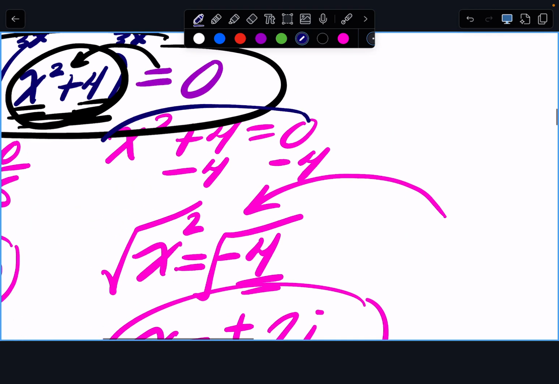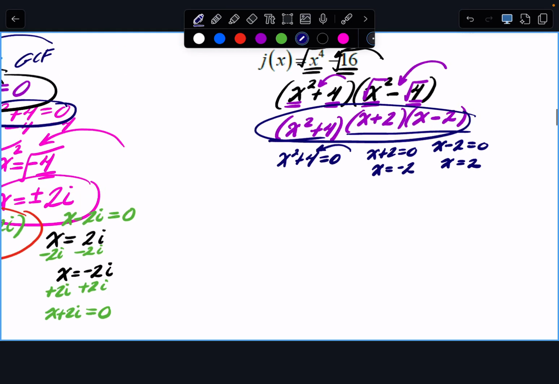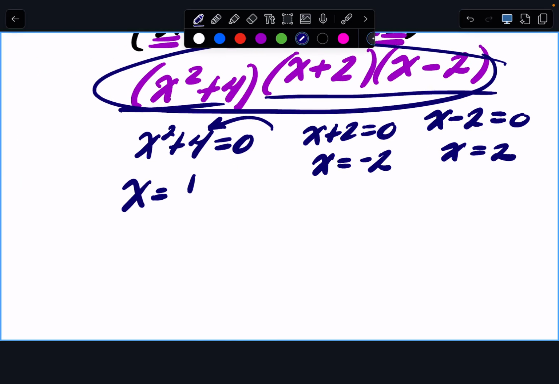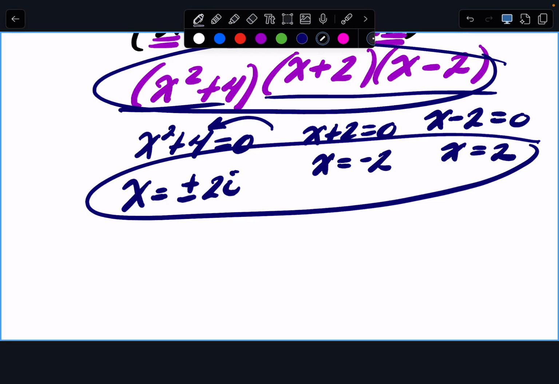Yeah, right here. We already solved it. So I'm just going to write it. We got x is equal to plus and minus 2i. So those would be our solutions. There are 4 solutions. We should have 4.